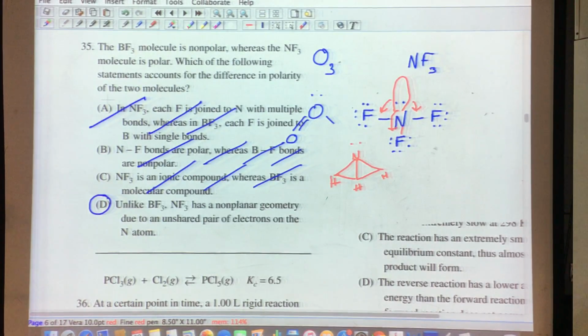Very polar. Now we've got BF3. Now boron only has 3 valence electrons, so you're going to make 3 F bonds. This, of course, is sp what?